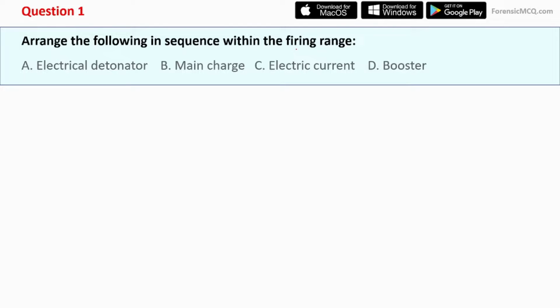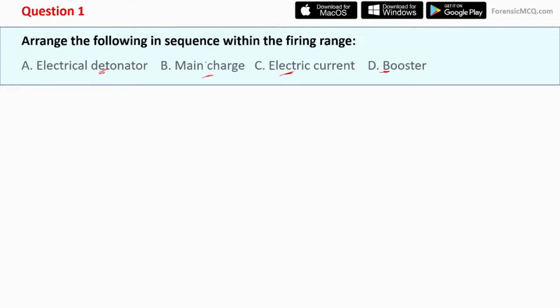As you know, for any detonation, the first is the source. In the given options, the source is the electric current, followed by the electric detonator. The electric detonator converts the electric current into spark or heat to set up the booster. So the third is the booster. The booster amplifies the heat or spark produced by the detonator to finally initiate the main charge.